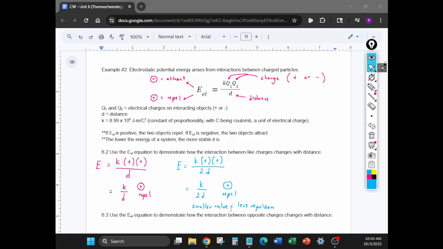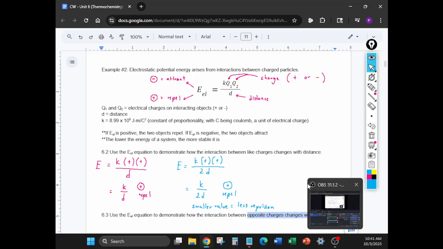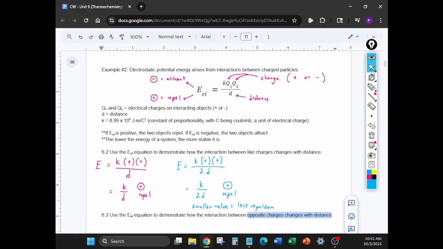So I'm going to have you guys do the same thing for 6-3. This time you're doing it with opposite charges, and you're going to demonstrate how the interaction changes with distance. So try 6-3. Same thing that we did, just try to prove it, write a quick conclusion, and then we'll move on to the next topic.